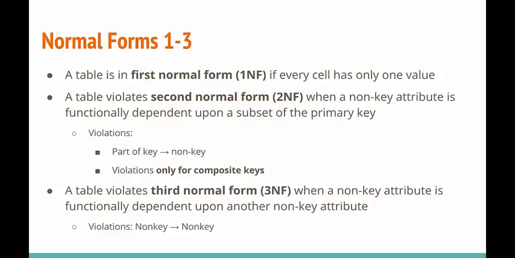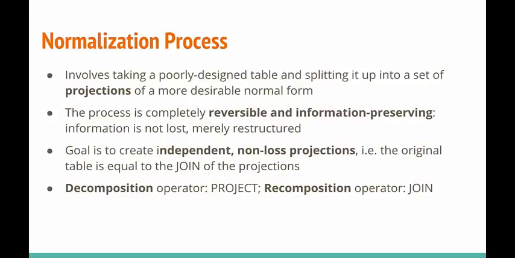So let's take a look here at what the normalization process involves. Really, when we talk about the normalization process, we're looking to see if we have any redundancy issues. We take a poorly designed table and we split it up in the hopes of reducing or eliminating that redundancy. By splitting up the table using projection, we're placing a badly designed table into a set of tables which meet the conditions for a more desirable normal form. This process is completely reversible and is intended to be information preserving.